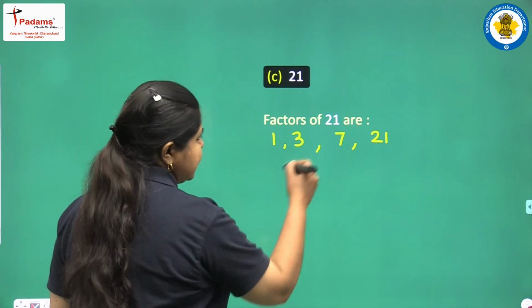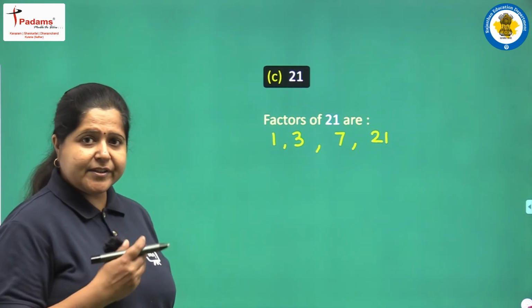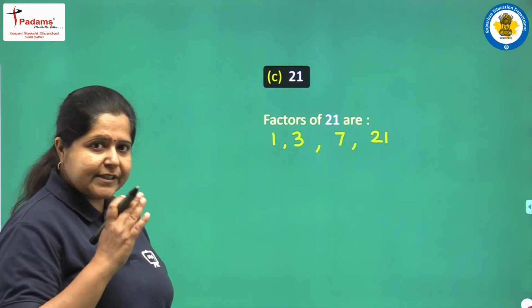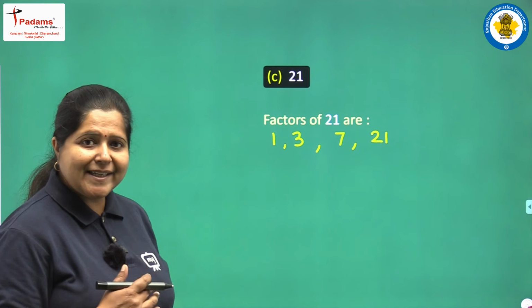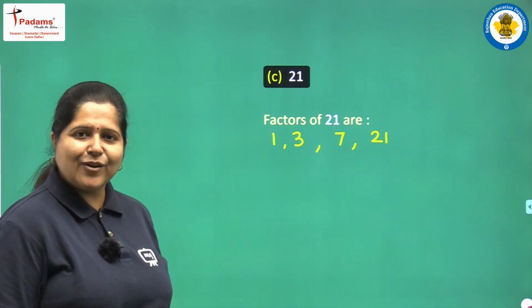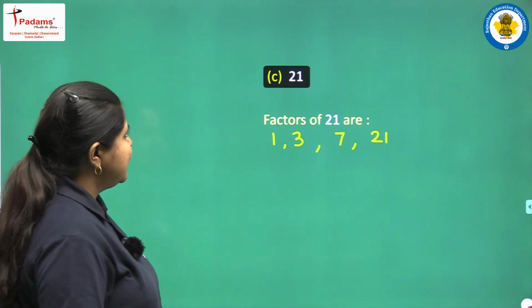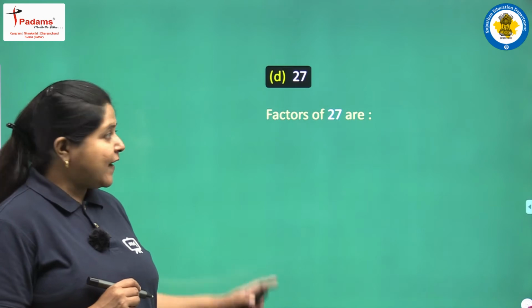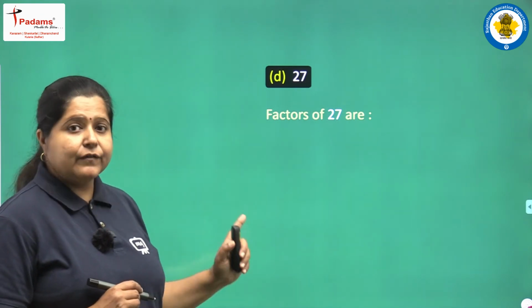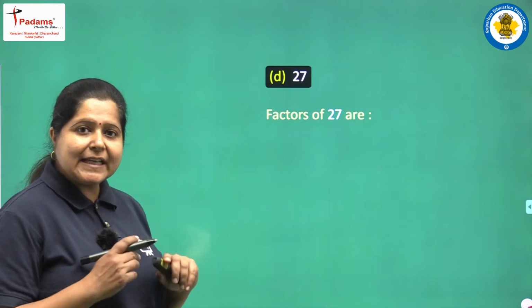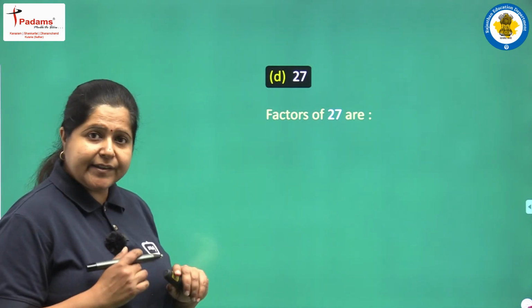So these are the 4 factors. The repetition has started when we take 7 3s are 21. So we will stop once the numbers start repeating, and we have these 4 numbers as the factors of 21. Then factors of 27. Here we have to find the factors of 27. For this we will be looking for numbers which divide 27 completely without leaving any remainder.